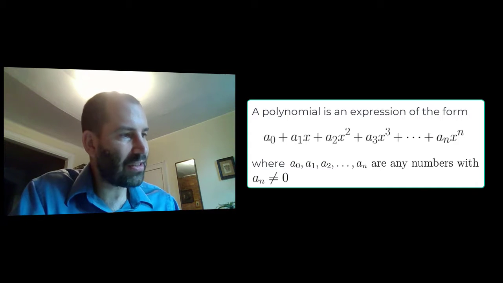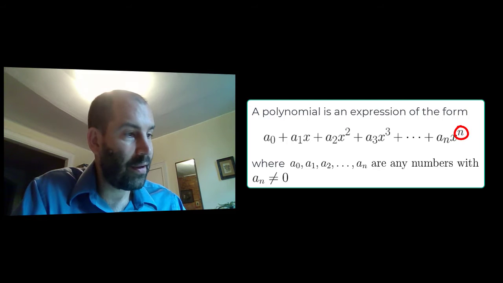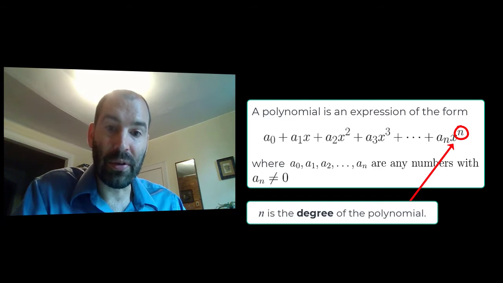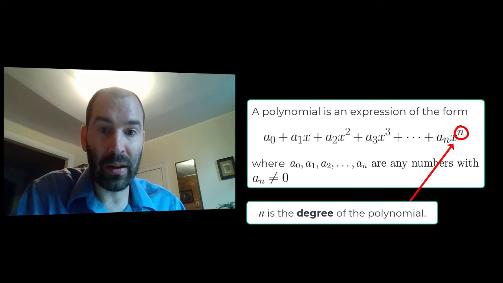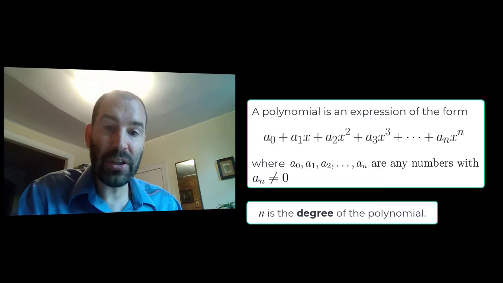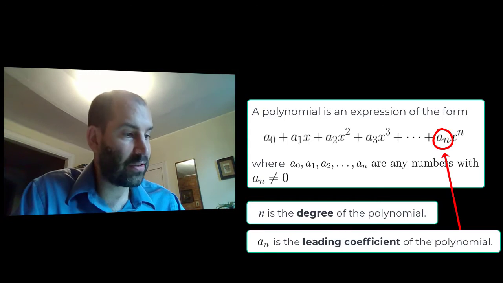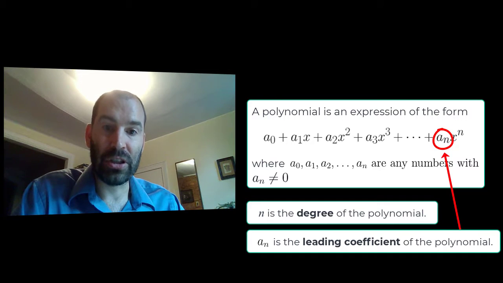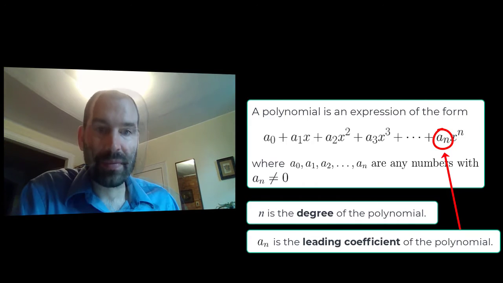The largest exponent you see here, in this case it's the n, is called the degree of the polynomial. So if anyone asks you for the degree of the polynomial, you just look for that largest exponent, and that's the degree. The coefficient in front of the highest power of x is called the leading coefficient, and that's important. Sometimes we'll want to know what is the leading coefficient. It says a lot about the polynomial.